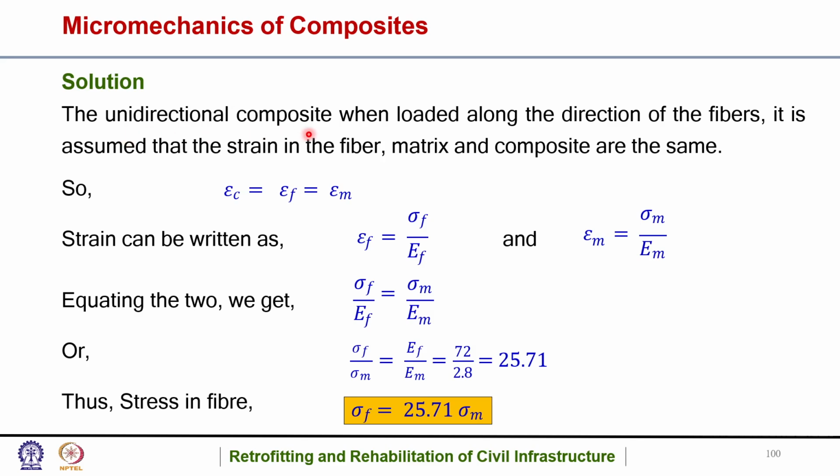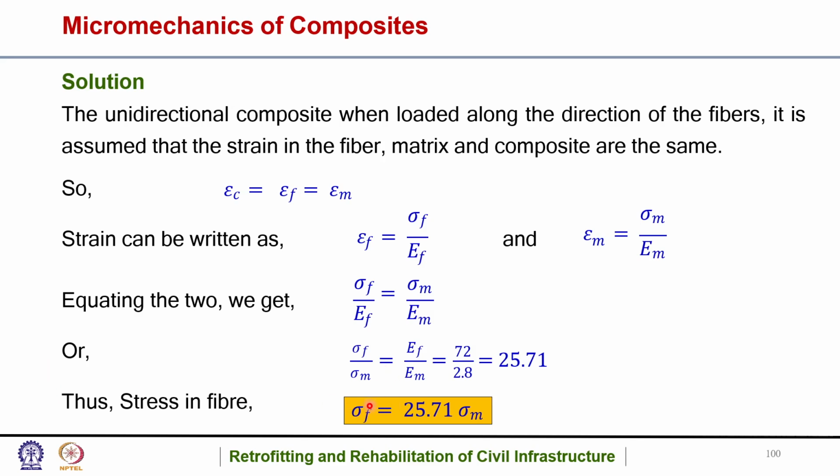The unidirectional composite, when loaded along the direction of the fibers, is assumed to have the same strain in the fiber, matrix and composite. So epsilon C equal to epsilon F equal to epsilon M. The strain can be written as epsilon F equal to sigma F by EF, and epsilon M equal to sigma M by EM. Equating the two, since all are equal, sigma F by EF equal to sigma M by EM.